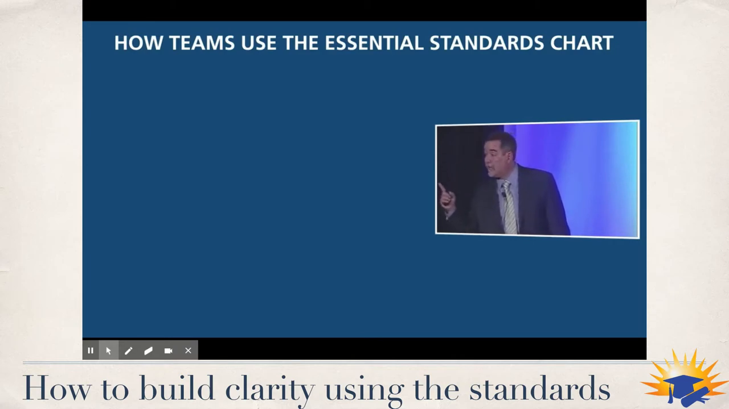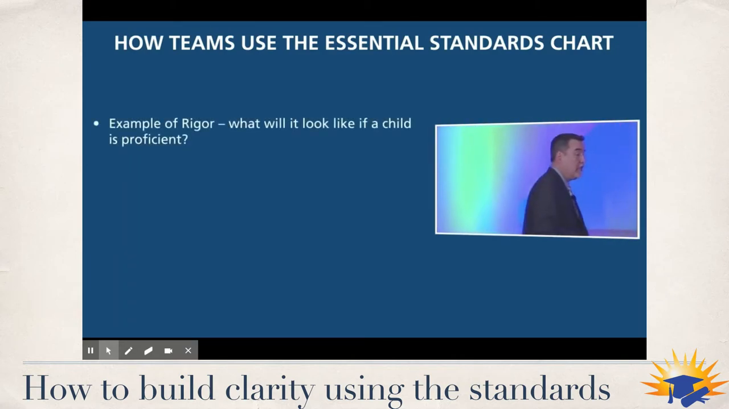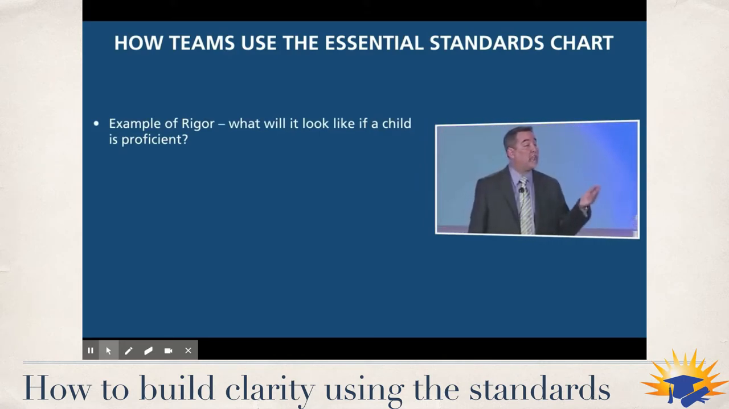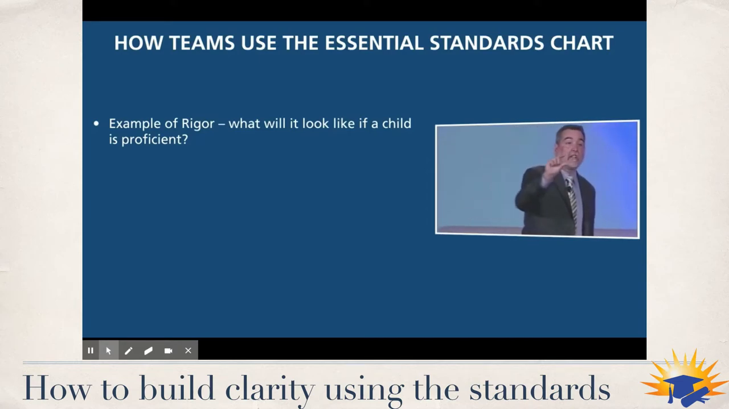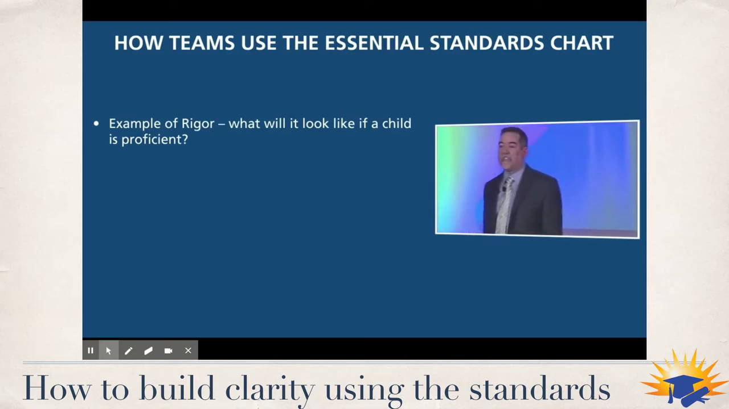Take a look at the next column over, example rigor. You can agree upon the standard. You also have to agree upon what will it look like if a child's proficient. Get this. If I had the California Language Arts standards with me right now, read to you fourth grade persuasive writing, read the standard. Senior year of high school, read the standard. Guess what? Word for word the same. What you expect from a senior is going to be different than a fourth grader in persuasive writing, right?